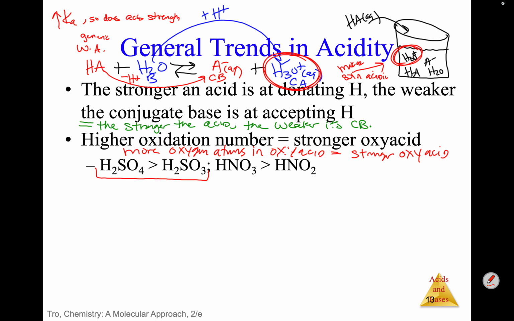So between HNO3 and HNO2, which is the stronger acid? HNO3. And I also remember that because I took the time to memorize that HNO3 is a strong acid. By default, HNO2 is a weak acid. I memorized H2SO4 is strong. By default, H2SO3 is a weak acid. So the more oxygens, the stronger the acid. And you'll see this either in a drag and drop ranking from strongest to weakest acids, or on an exam in multiple choice questions.